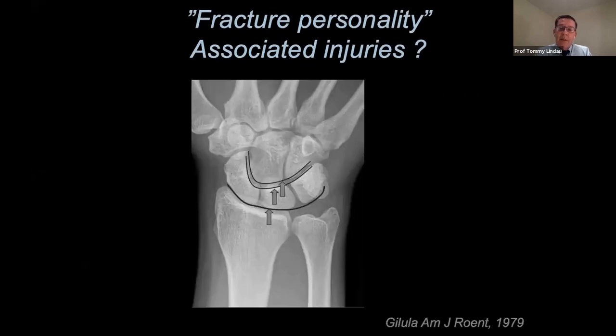And in help with that, Lou Gilula formulated the three Gilula lines, where the first proximal line of the proximal row is the first Gilula line. The second Gilula line is the distal part of the proximal row, and the third Gilula line is the proximal part of the distal row. And they should all be in harmony. If there's any step or gap, it suggests an intraosseous or soft tissue ligamentous injury that might need further attention.